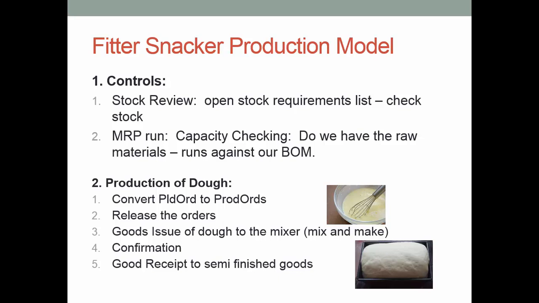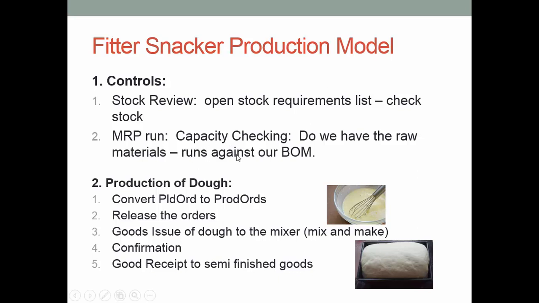This is the Fitter Snacker production model. So we start off, the highest level of what we're doing is looking at the controls. You're going to start by opening your stock requirements list to check for stock. Then you're going to run your MRP. The purpose of running the MRP is to check capacity to see whether or not we have the appropriate number of raw materials in storage in order to make what we're making.